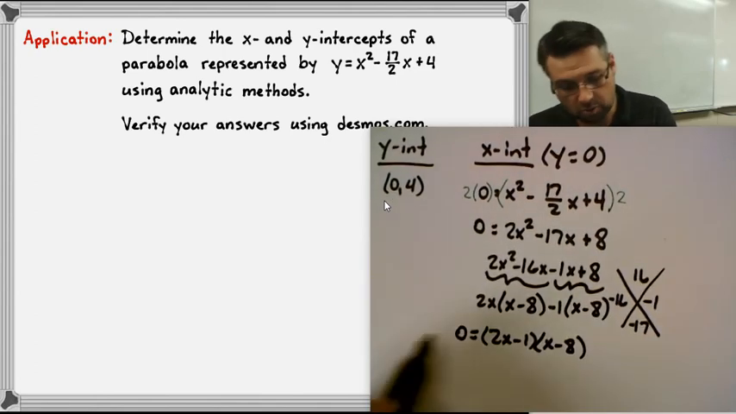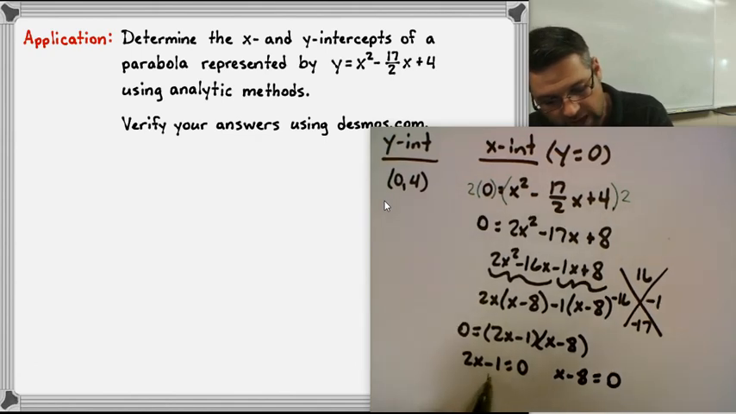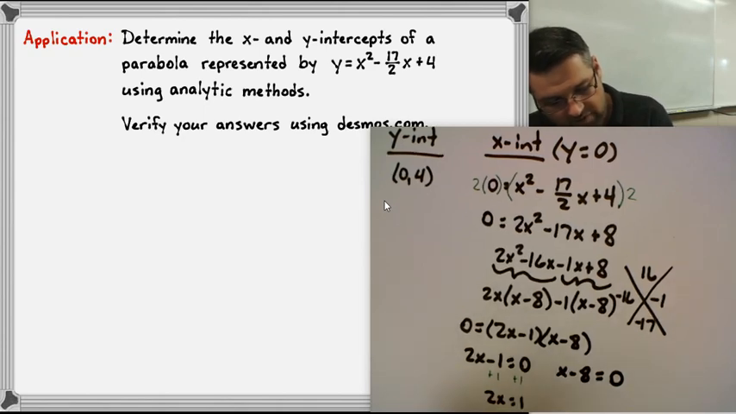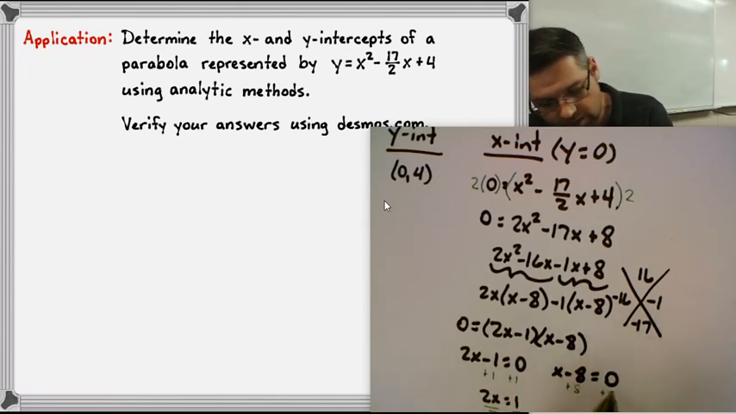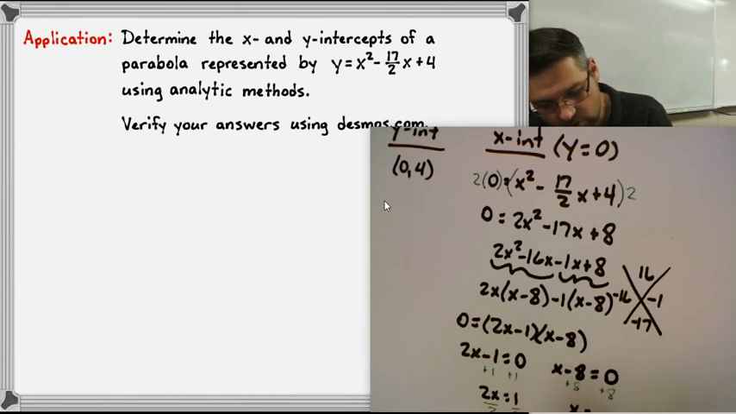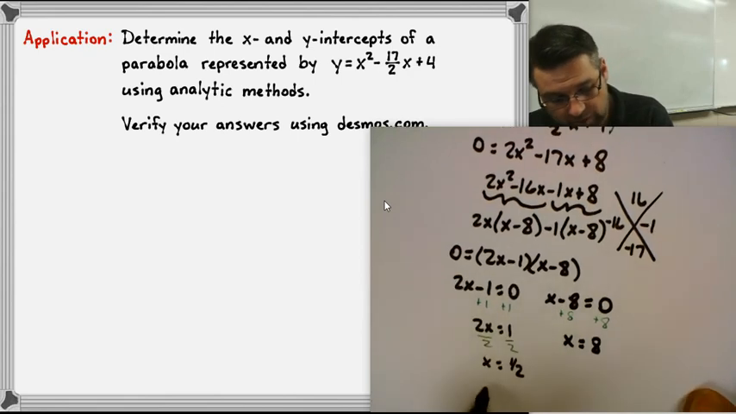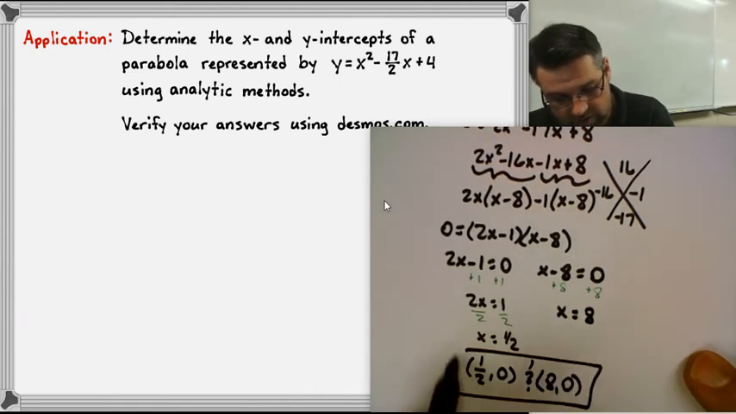From here, we apply our zero product property, so we'd say 2x minus 1 equals 0, and x minus 8 equals 0, and we solve each one of these. So here we add 1 to both sides, so we have 2x equals 1, and then we'll divide by 2 on both sides, so we end up with x equals 1/2. And then the next one, we would add 8 to both sides. And so we end up with x equals 8. So these are the solutions. Our x-intercepts have to be written as coordinates. We would write it as (1/2, 0) and (8, 0). Those are our x-intercepts. Okay.